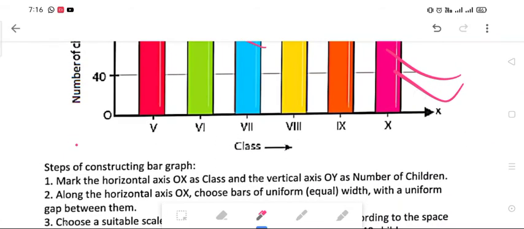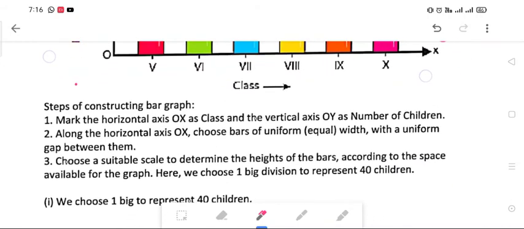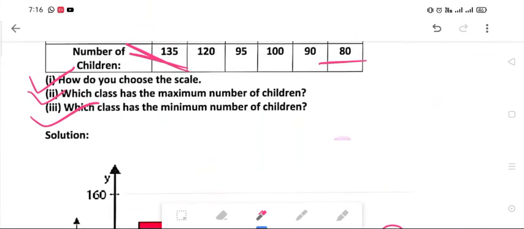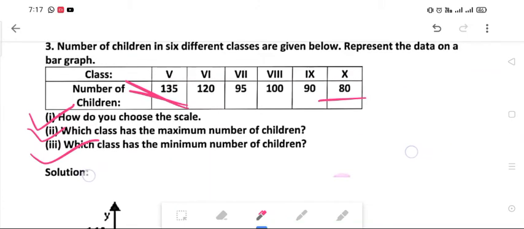Now as we have seen, some questions are given above, so their solutions are also given here. As I told you, which class has the maximum number of students? Here we can see that class 5 has the maximum number of children. In question number 3, which class has the minimum number of children? Class 10 has the minimum number of children.